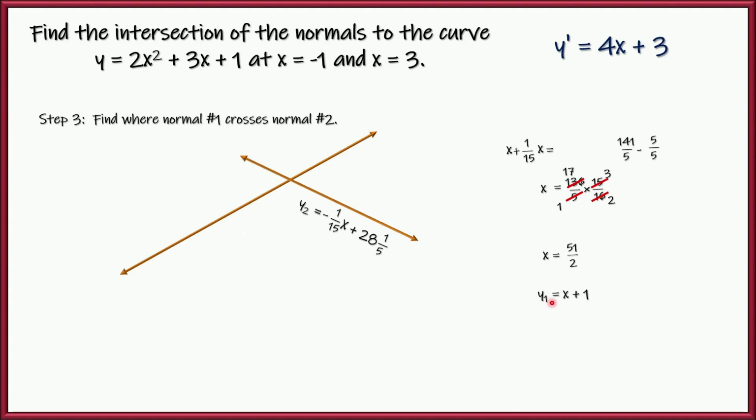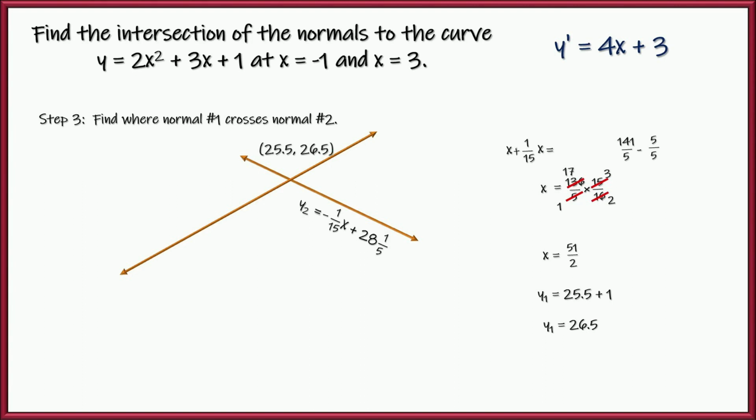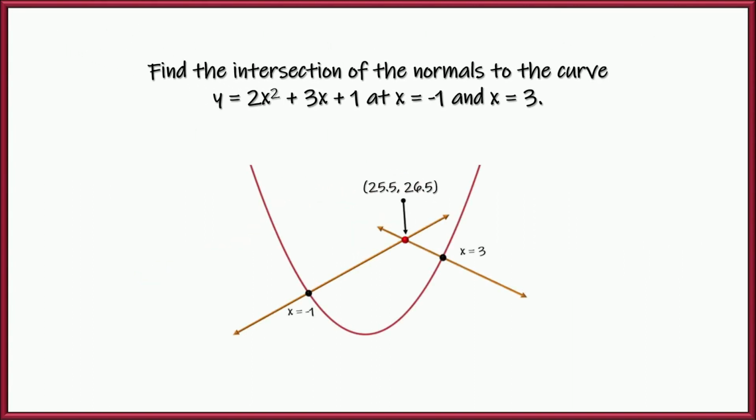Now, the reason I pulled this x plus 1 over here is we know what x is. We've got to figure out y, and I would much rather plug a number into x plus 1 than into this thing. So just adding 1 to 51 over 2, we get 26.5. So our coordinate where those two lines cross, where the intersection of the normals to the curve at x equals -1 and x equals 3, is (25.5, 26.5).